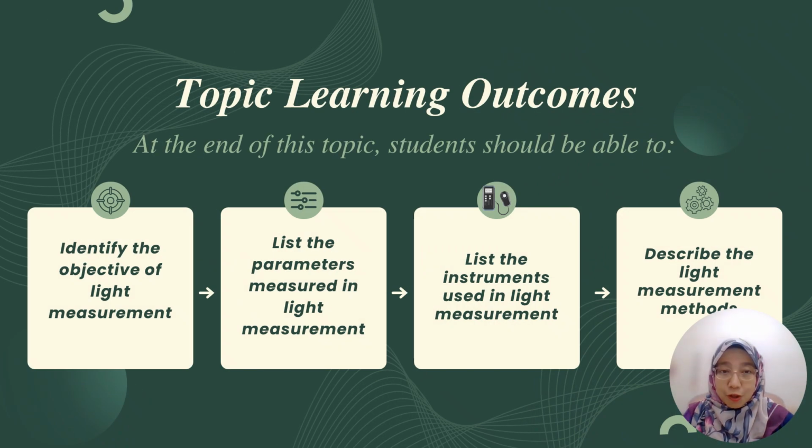By the end of this topic, students should be able to identify the objective of light measurement, understanding why it is important in both workplace and environmental setting. Second, list the parameters measured in light measurement, such as luminance, illuminance, and luminous intensity. Third, list the instruments used, like lux meters and luminance meters, and understand their appropriate application.